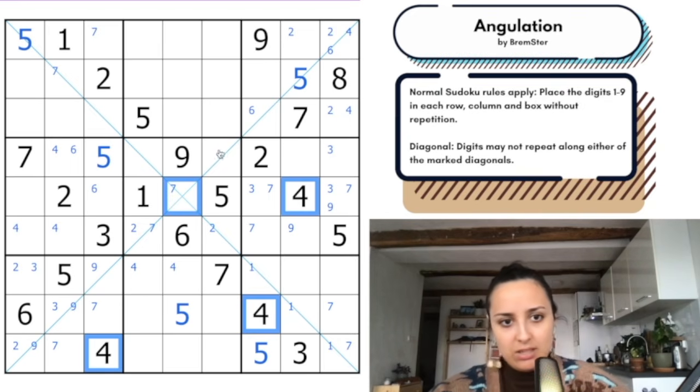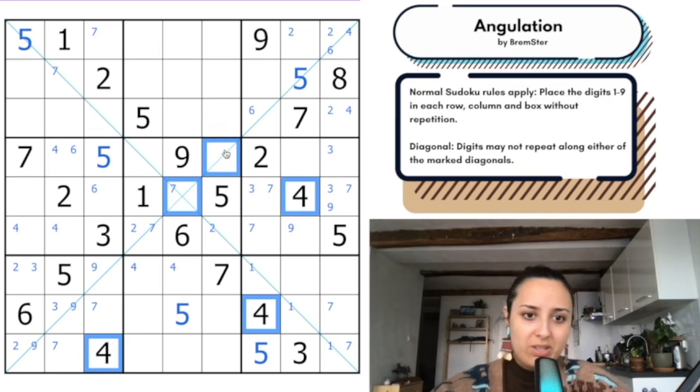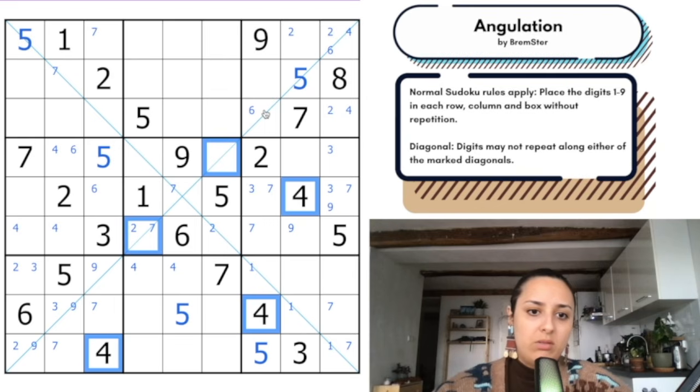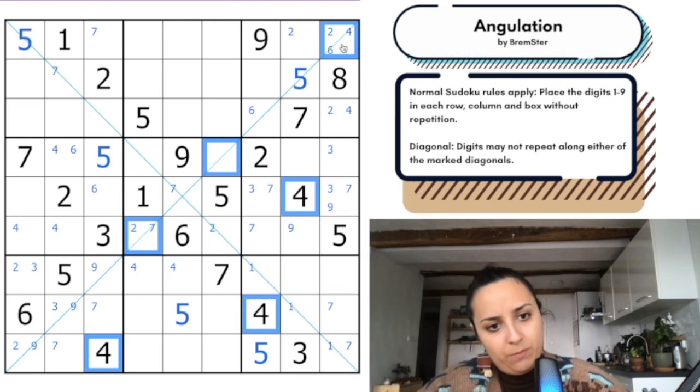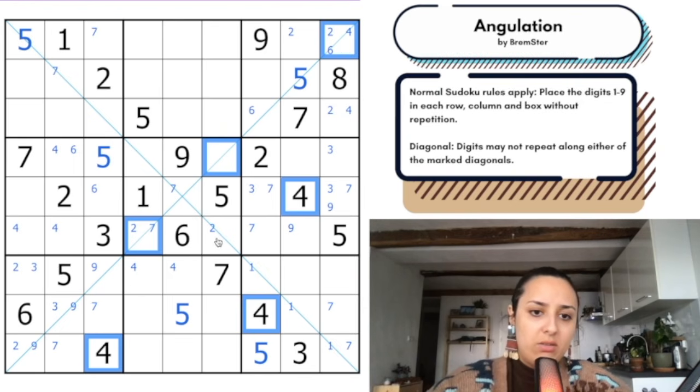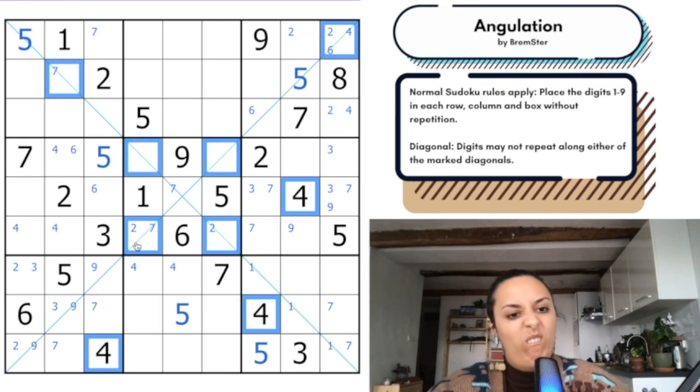No. Because then we have, on this diagonal, we can still have... Oh, no. I mean... Okay, I'm messing it up. What I mean to say is on this diagonal, we can still place it in these places. And then on this diagonal, you can still place it in these places.